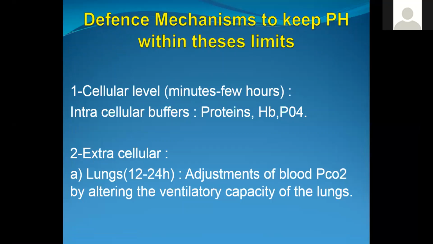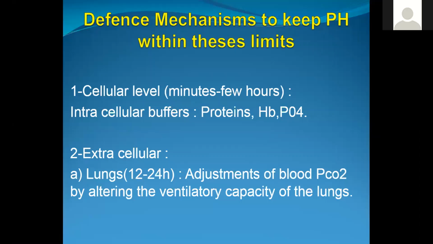What are the defense mechanisms in our body to keep our blood gases within normal, to keep our pH normal? We have cellular mechanisms inside the cells and extracellular mechanisms. Usually the intracellular levels for keeping pH within normal are faster, working within minutes or a few hours. These buffers include many proteins in the body, hemoglobin and phosphate. The extracellular buffers, we are all familiar with them, are mostly the lungs and kidneys.